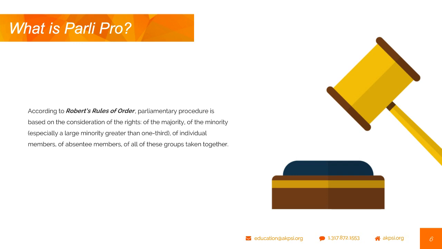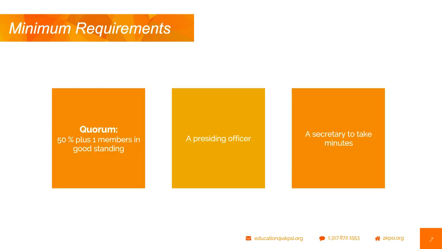Knowing the basic definition and rules of parliamentary procedures is just a start. There are minimum requirements that must be in place for a meeting to occur. To carry out business, you must have three things. First, quorum, as defined in the organization bylaws. Second, a presiding officer to lead the meeting, and third, a secretary to take minutes.